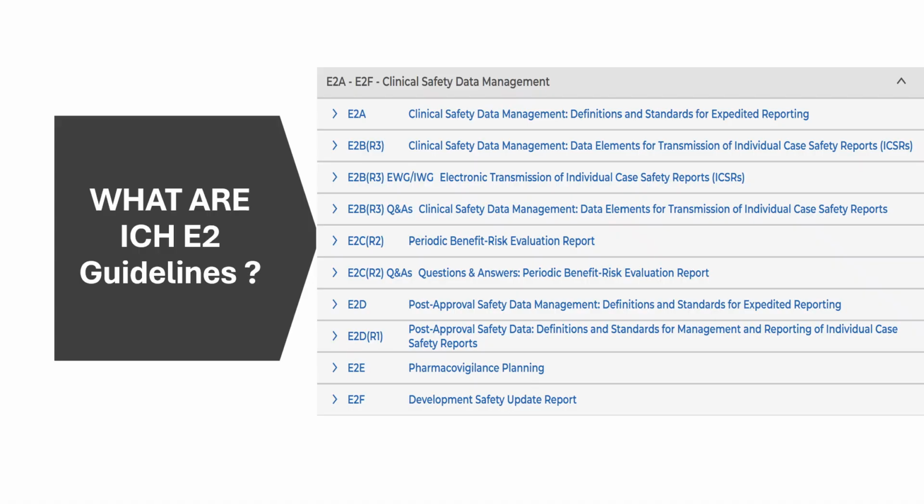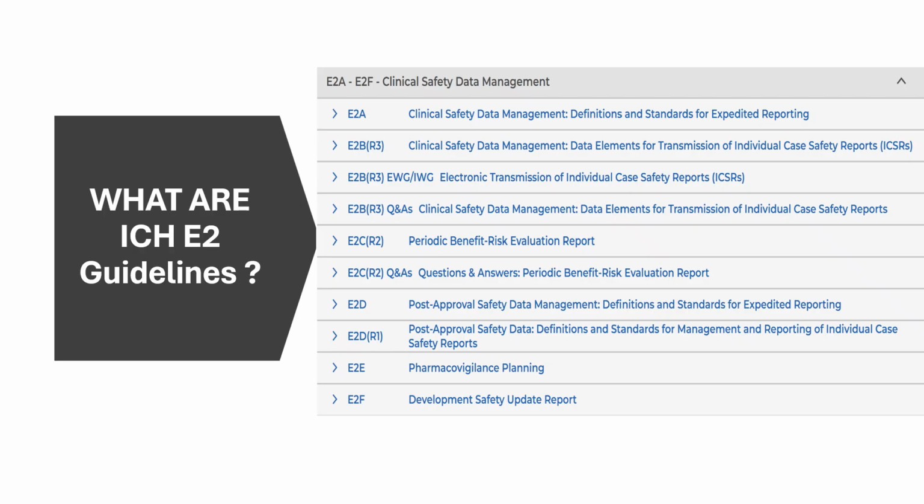All right, so what do these ICH E2 guidelines consist of? This is a screenshot from the ICH website only, which states ICH E2A to E2F clinical safety data management, and we have a variety of guidelines that are listed here. Talking about the first one, E2A is the clinical safety data management definition and standard. So this focuses majorly on the standards for expedited reporting of the cases, the SUSARs during the clinical investigations, and these involve various definitions and standards linked to it.